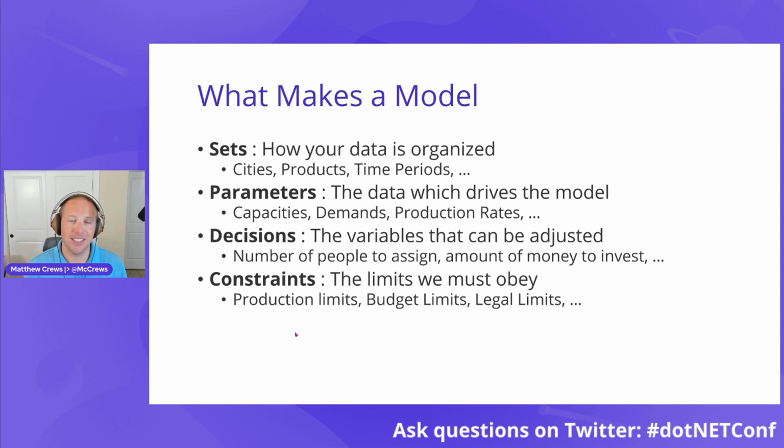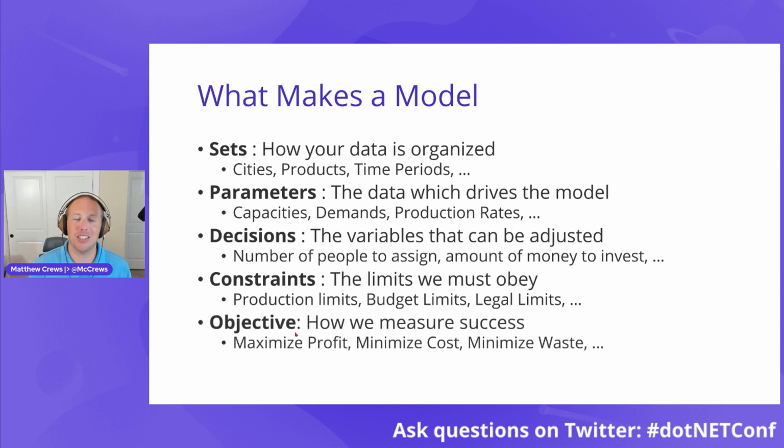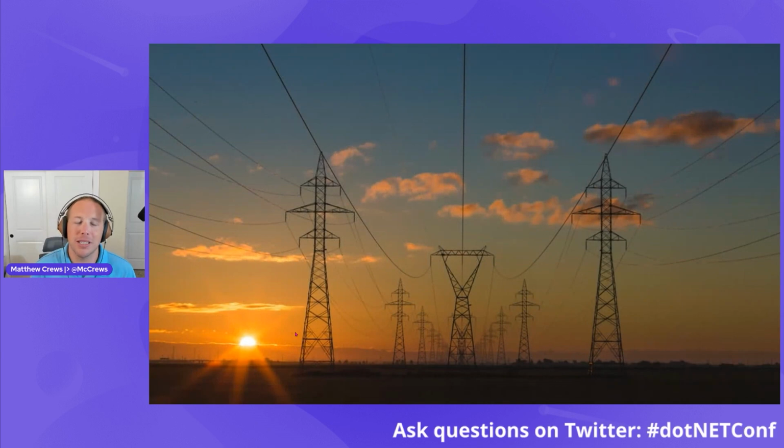Next, there are constraints, the limits. And these are mathematical representations on the limits of what are possible. So it could be like, we only have so much money, we only have so many people, so you have to stay within those bounds. Lastly, there's the objective. It's how we measure success. And so we give it the expression that we want the solver to use to measure how well it is doing. Let's talk about some examples.